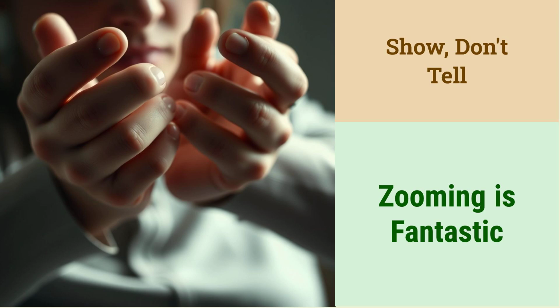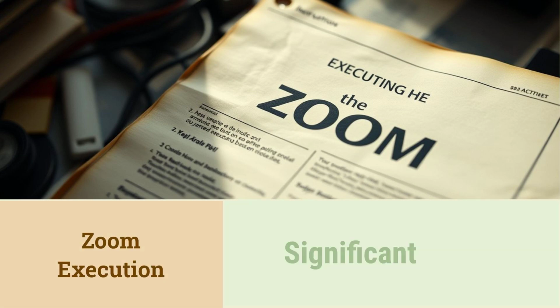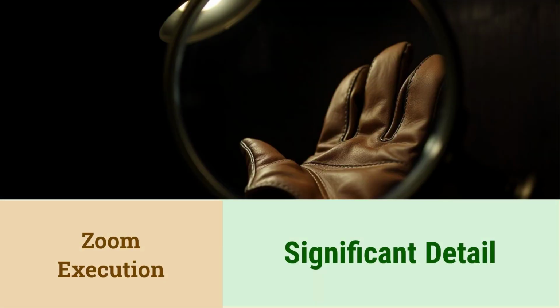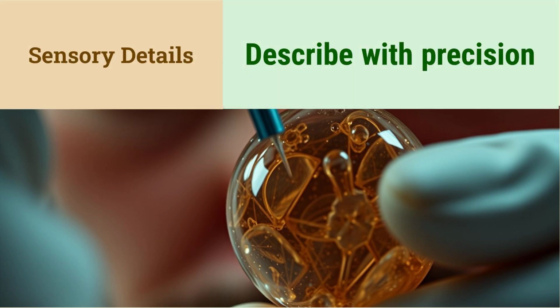Instead of saying a character is nervous, you can zoom in on their trembling hands. Instead of saying a place is old, you can zoom in on a cracked window pane. How do you execute the zoom? Pick one small, significant detail from your scene. It could be an object, a specific sound, a subtle movement, or even a texture. Describe this detail with precision.